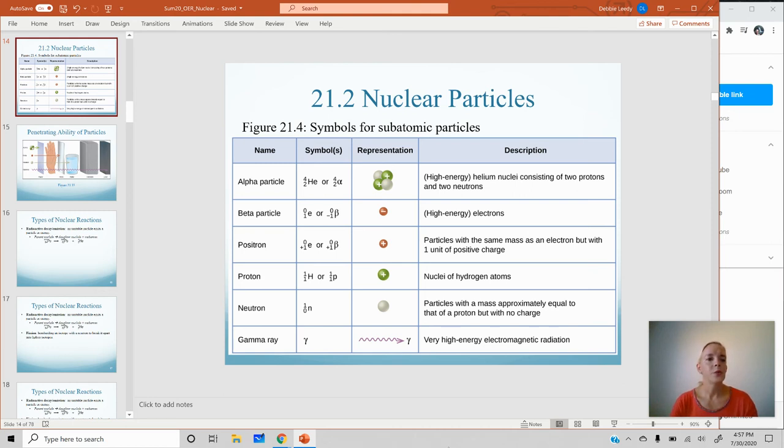In this video, we will be describing the types of nuclear particles that can be used or emitted during natural radioactive decay processes, and then describing the main types of those nuclear decay reactions. It is very important that you be able to recognize not only the name, but also the symbol, the isotope symbol or notation for each nuclear particle type.